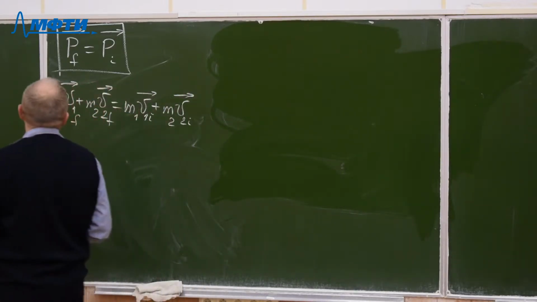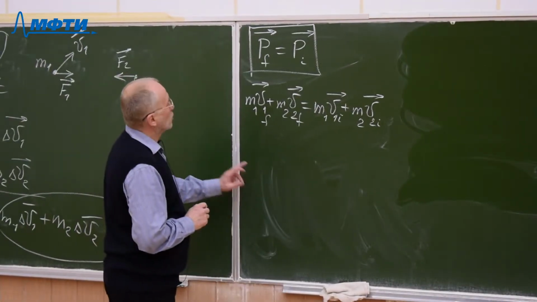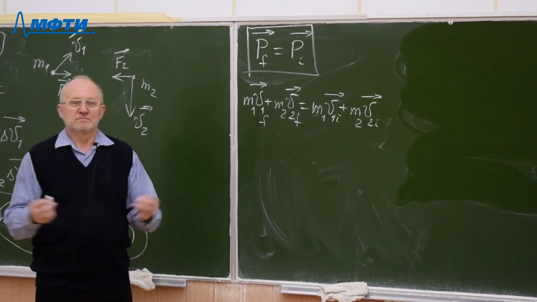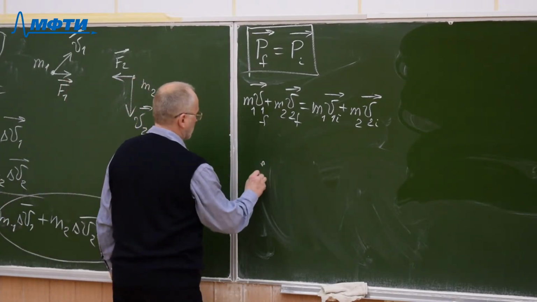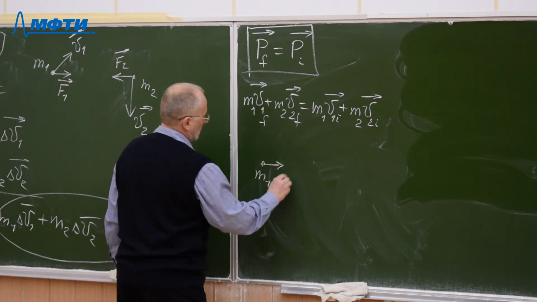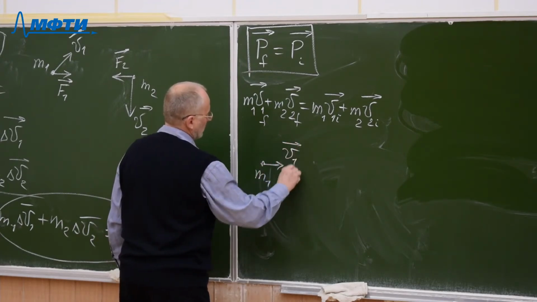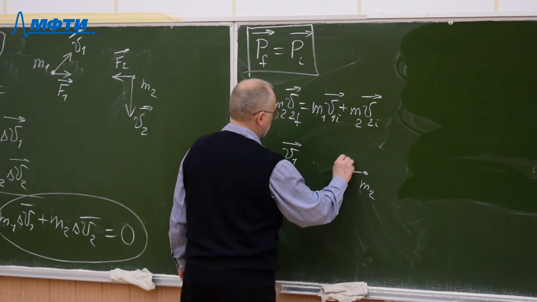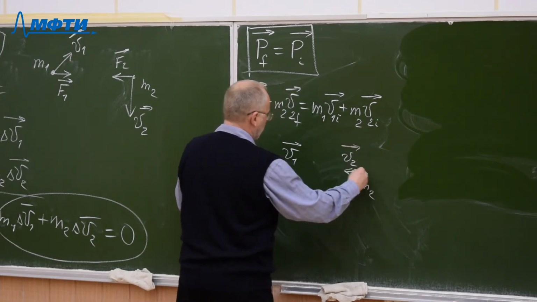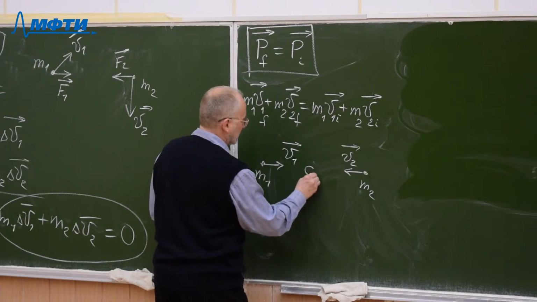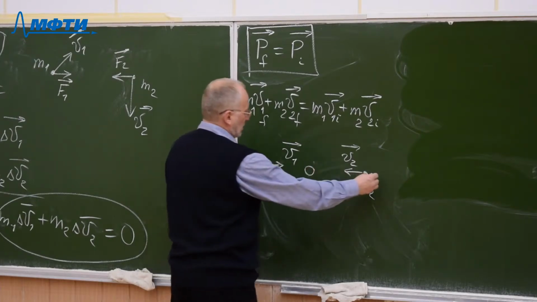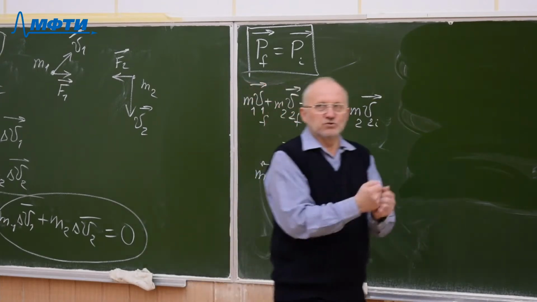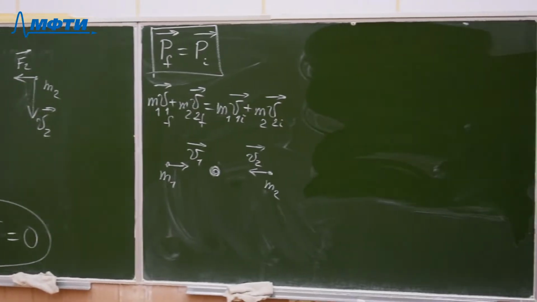An especially interesting and useful situation occurs when two particles collide and stick together. Imagine two particles, m1, moving at velocity v1, and particle m2 moving at velocity v2. And we know that these particles somehow collide and stick together, forming a compound particle consisting of two particles stuck together.